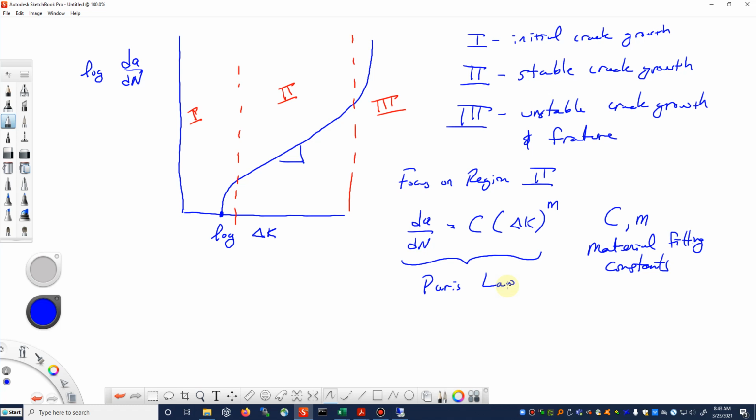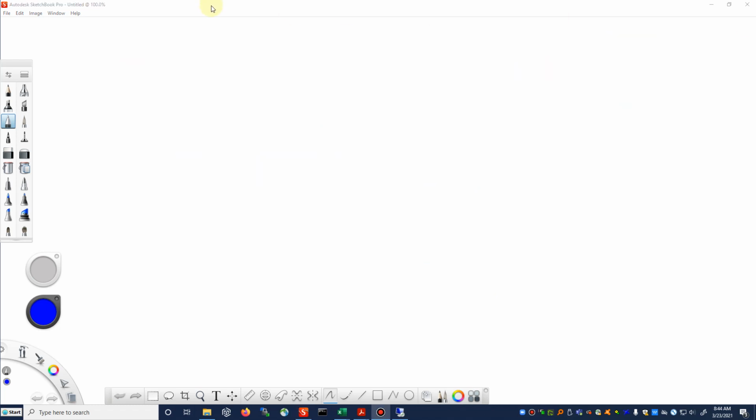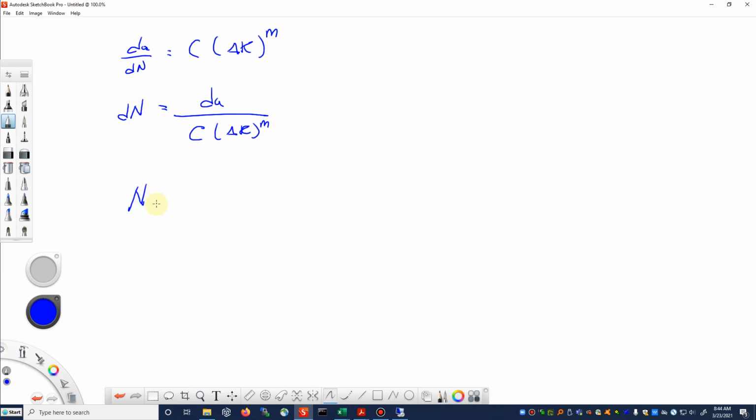Now, if we want to know the number of cycles that it would take, we can separate our variables and integrate. All right, so we have dA/dN equal to C delta K to the m. We're going to separate this out. Then dN would be equal to dA divided by C delta K to the m. And if we wanted to find the number of cycles, if we knew these material properties, we would integrate this from some initial crack size to some final crack size.